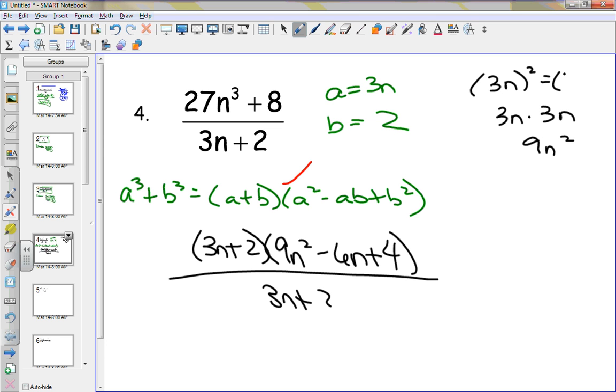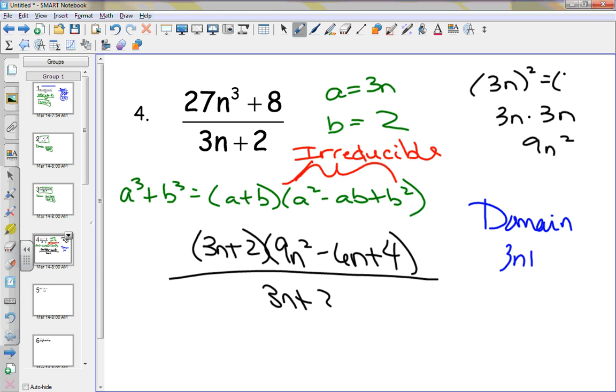Now, when you use this formula, the second part of the formula becomes irreducible every time, which means I can't factor that any further. So I need to go ahead and do my domain restrictions. So my domain restrictions are going to be what here, folks? 3n plus 2 cannot be 0, so n cannot be negative 2/3.